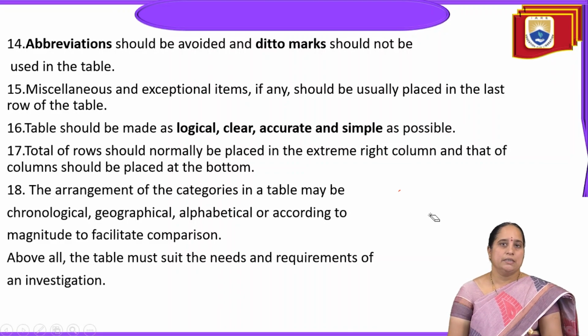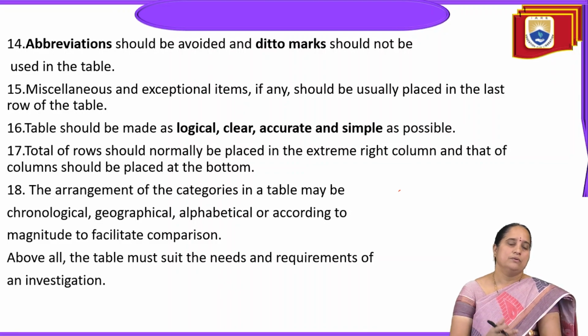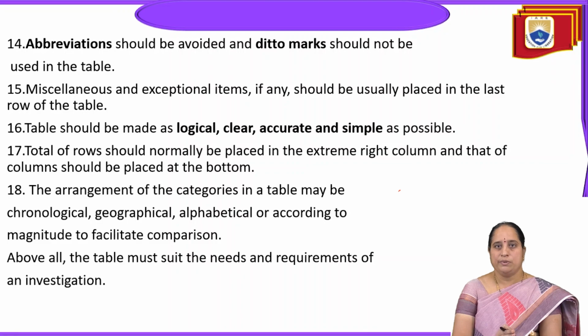And miscellaneous and exceptional items, if any, should usually be placed in the last row of the table. Especially in the case of accounts, there will be some expenditure which may not have any clarity, so they specify it as miscellaneous. That should be placed in the last row of the table. And the table should be made as logical, clear, accurate and simple as possible. And total rows should normally be placed in the extreme right column, and the total of the columns should be placed at the bottom.